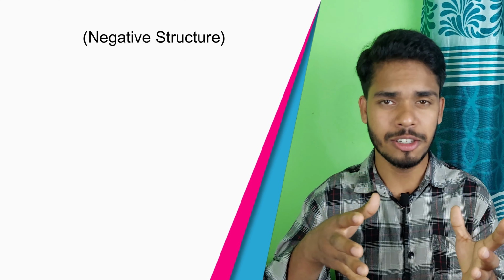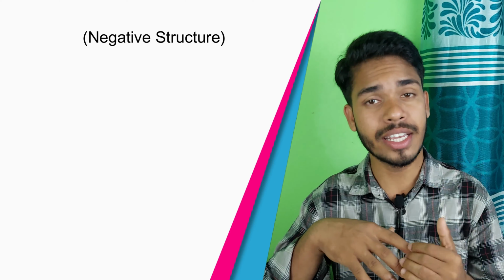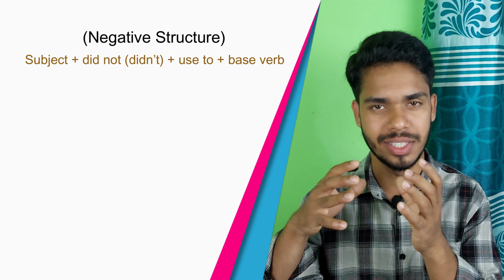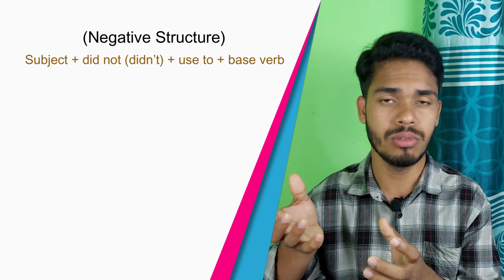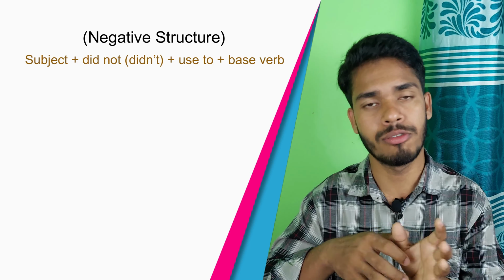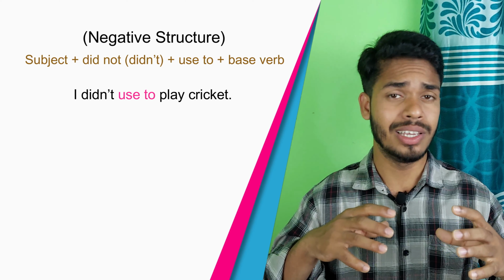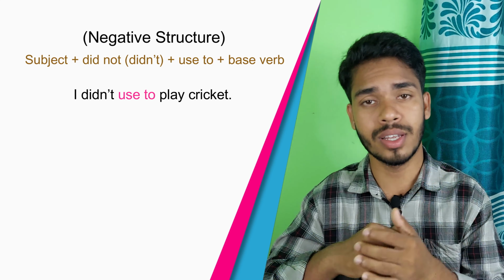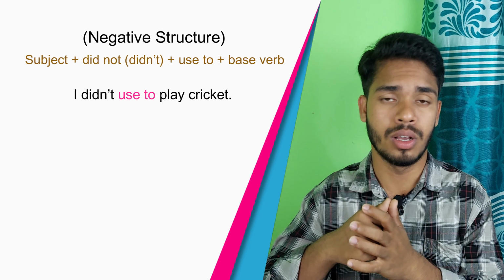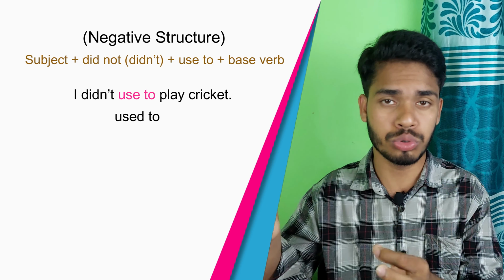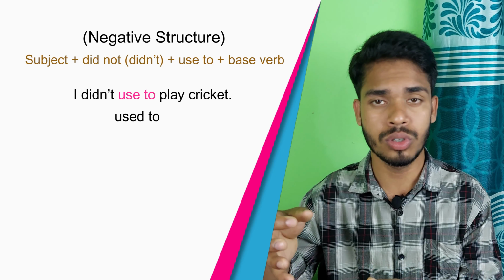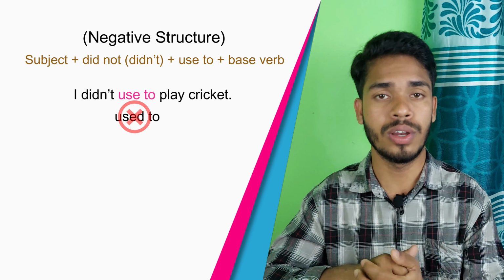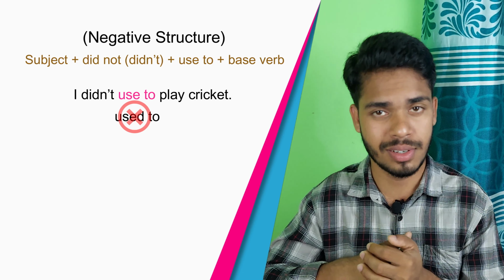And now let's see the negative structure. The structure will be subject plus did not, didn't, plus use to plus base form of the verb. For example, I didn't use to play cricket. Notice here that we don't use "used to"; we use "use to" instead. But why? Because we already have didn't, which is past, right?